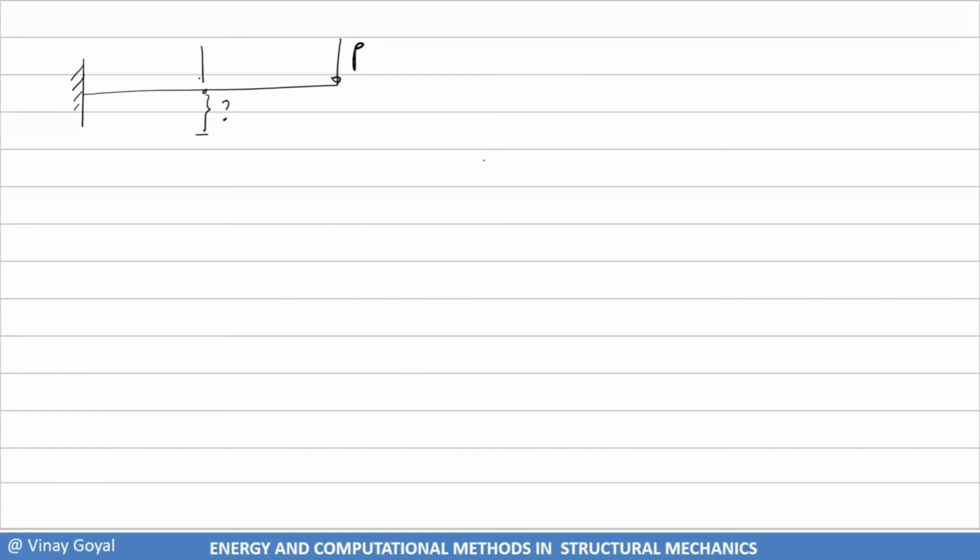Apply a fictitious force that's really zero for now, but just apply a fictitious force Q. And then what we want to do is find the strain energy. And once you find that in terms of P and Q, find the partial of U star with respect to Q. And since Q is fictitious, set Q equal to zero, and that will give me the deflection at Q. That'll be the strategy we're going to use.